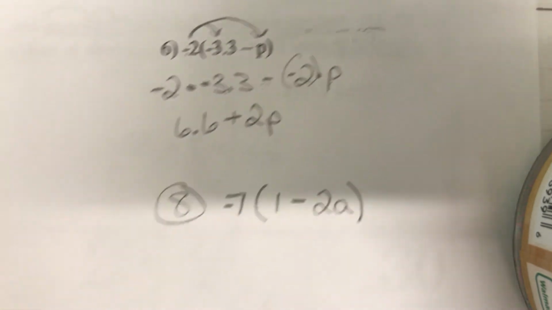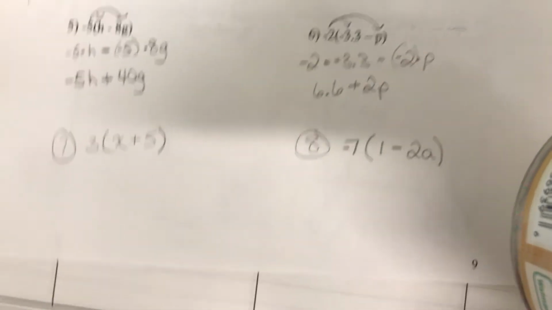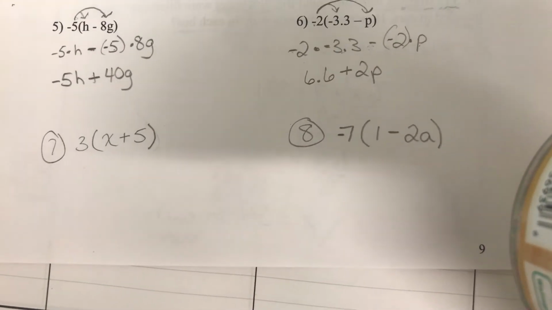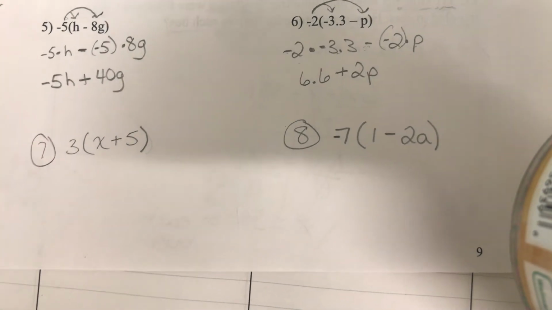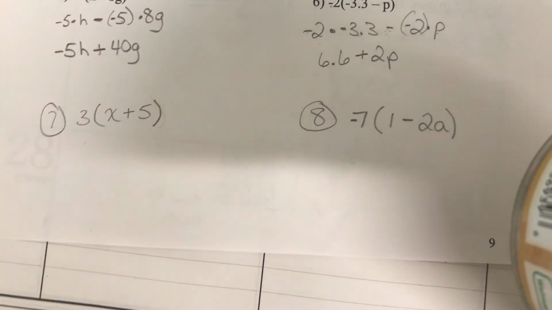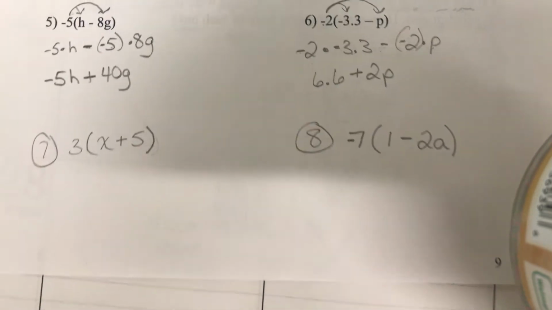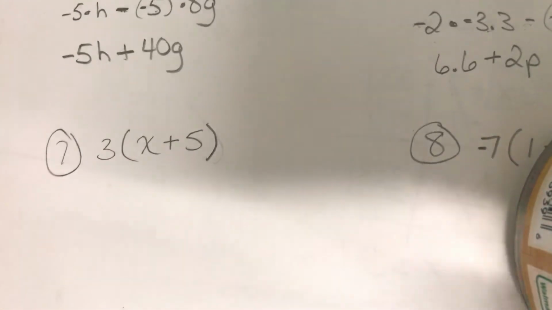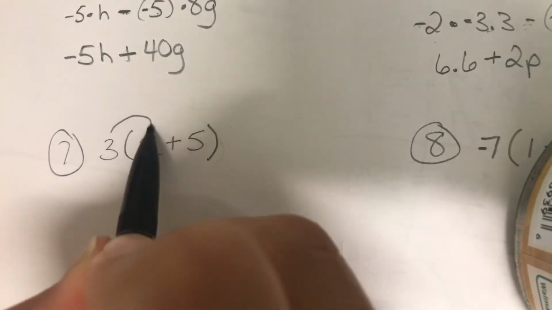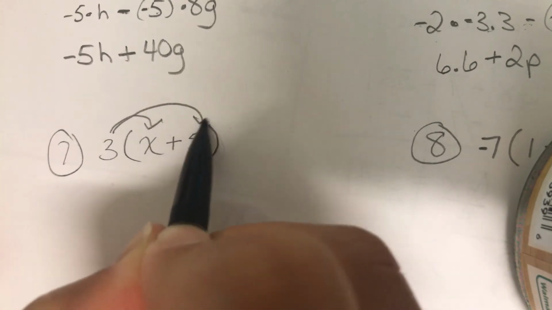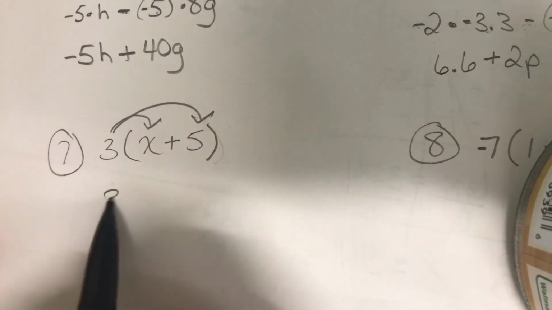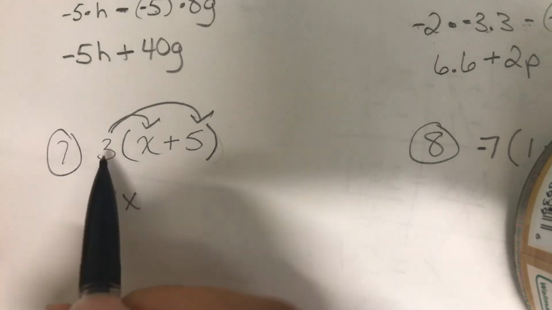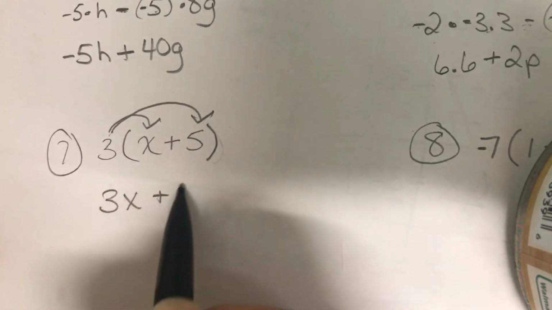All right, so 7 and 8 are those questions right in the program. So try those out. So here, hopefully you guys got this right. I'm going to skip the work. 3 times x is 3x, and 3 times 5 is 15.